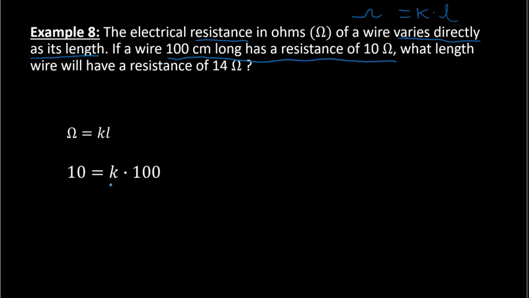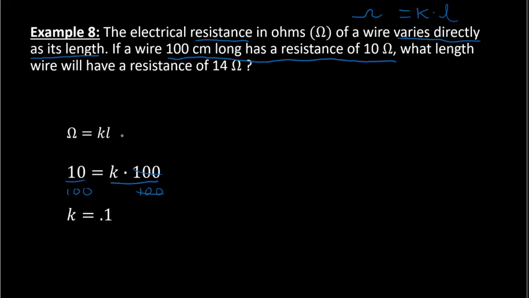I can solve this for K by getting rid of the 100 and do that by dividing. So divide both sides by 100. That will cancel. I have K equals 10 over 100, which would give me 1/10 or 0.1, same thing. And you can keep it as a fraction or as a decimal, whichever is easier for you as you solve. So from here, we're not finished yet. We need to use this k, this constant, to determine what is the length of the wire that will have a resistance of 14 ohms.